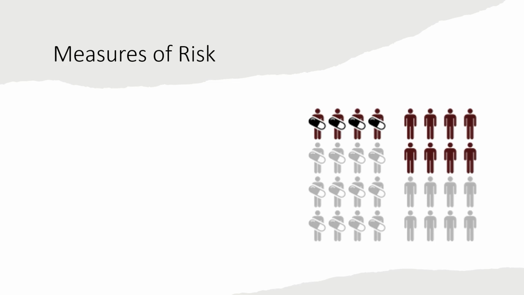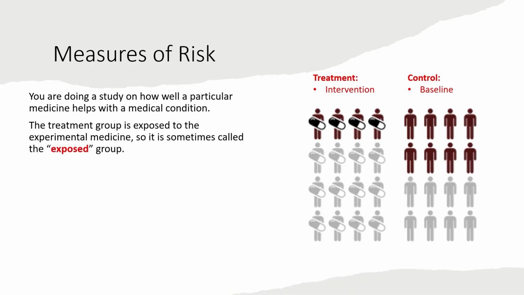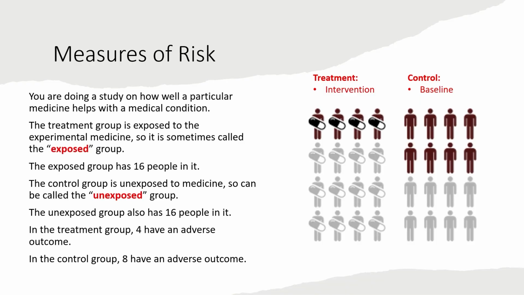In any experimental study in medicine, you will have a treatment group and a control. The treatment group received some intervention. You compare how people in the treatment group fare relative to the people who represent the baseline, otherwise known as the control group. In this hypothetical example, I'm keeping things very general. All right, so you are doing a study on how well a particular medicine helps with a medical condition. The treatment group is exposed to the experimental medicine, so we call it the exposed group. And in this case, the exposed group has 16 people in it. The control group is unexposed to medicine, so can be called the unexposed group. The unexposed group also has 16 people in it.